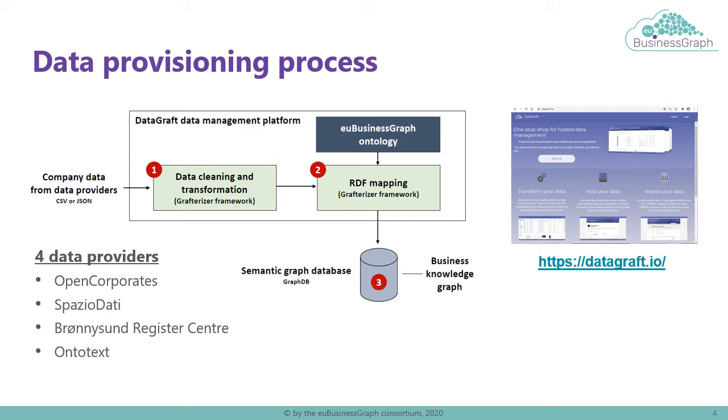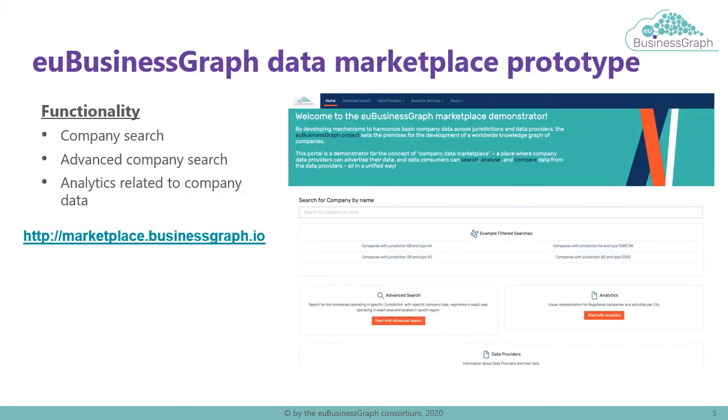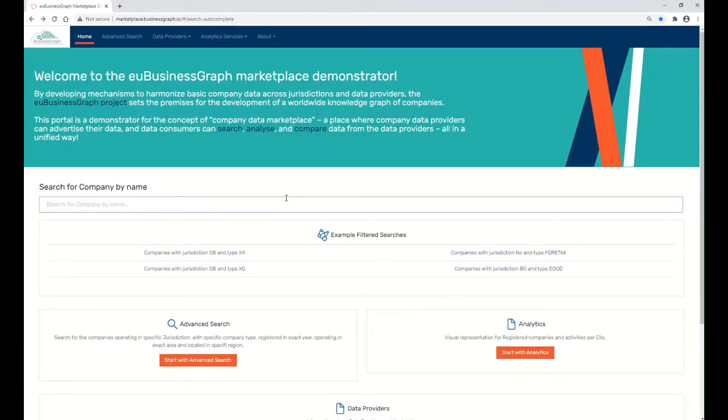Then we published this RDF data as a business knowledge graph in a semantic graph database called GraphDB. We developed a data marketplace prototype in order to show how this data could be exploited. The marketplace prototype contains functionality for company search, advanced company search, and analytics related to company data. I will now demonstrate the company search in the marketplace.